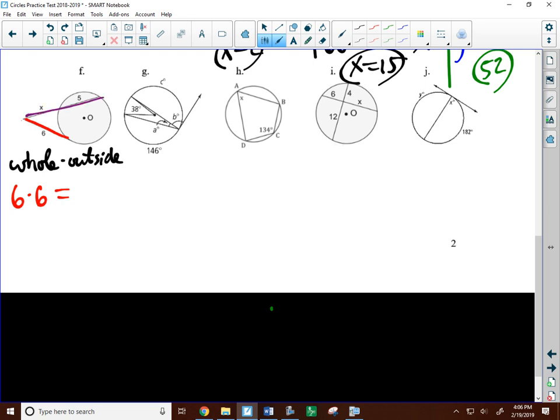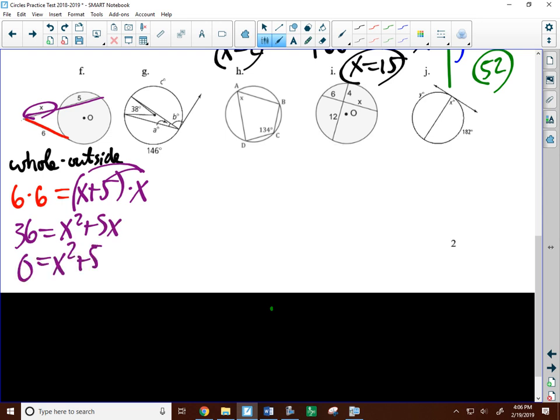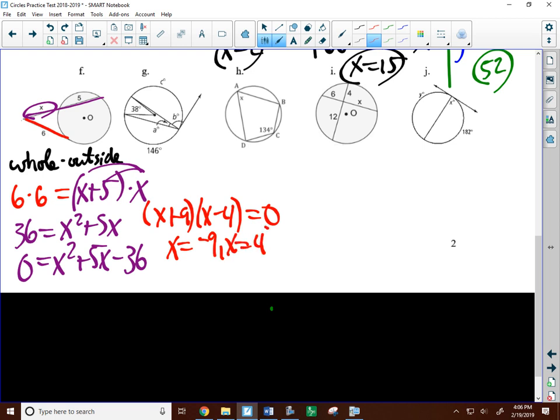Then I go to the secant segment. The whole segment is x plus 5, times the outside part of that segment, which is x. So we get 36 equals x squared plus 5x. And it's a factoring one. I suggest you try it on your own here. Not going to take a lot of time. We get x plus 9 and x minus 4, and so therefore we get negative 9 and 4. But I'm only taking 4 because I can't have a segment be negative 9.